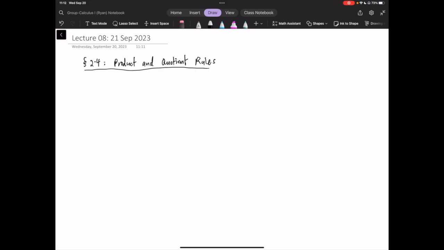So the way that this lecture is going to go, I'm going to work out the formulas for the product rule using the limit definition, do a couple examples of that, do the same thing for the quotient rule, do a couple examples of that, and then I'll leave you with a few recommended exercises to finish off the lecture on your own. So let's get into it then.